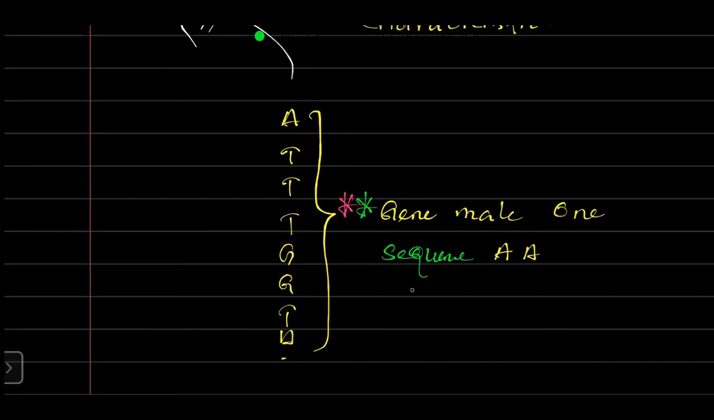Sequence of amino acids. Can you see in the base pair sequence, these three base pairs? Three base pairs determine one amino acid. Amino acid 1, amino acid 2, likewise.